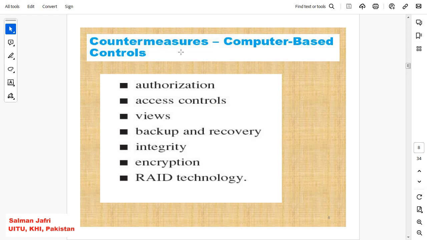So what are the countermeasures? Computer-based controls. So one of the countermeasures which are computer-based controls are authorization, access control, views. We discussed about views, remember? Backup and recovery, integrity, encryption, RAID technology, redundant array of inexpensive disks. So RAID technology can be implemented, okay?